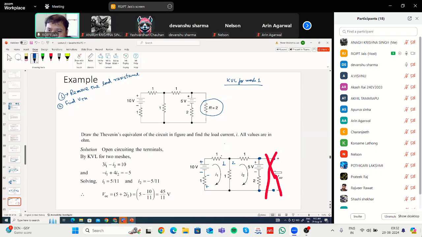Similarly, if the current I1 is flowing through this path, then plus sign will be here, minus sign will be here, because again current direction is this. Current will be flowing from positive to negative sign. Here current direction is in this direction.